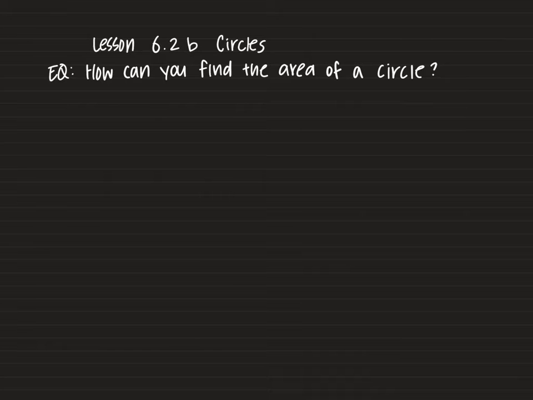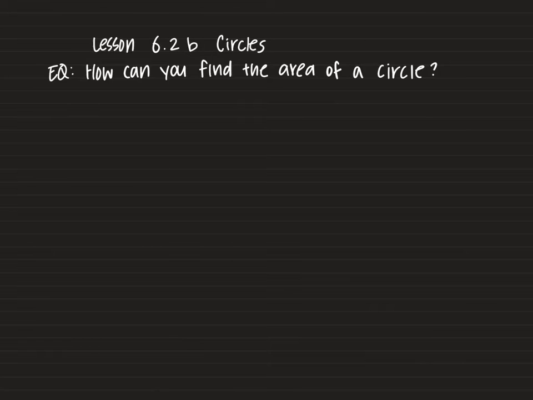Lesson 6.2b is on circles, and the reason why we have this in-between lesson is because we have the surface area of a cylinder on the next lesson, and in order to find the surface area of a cylinder, we need to know how to find the area of the circles. So I'm going to briefly go over them. For this lesson, you're welcome to use a calculator to calculate pi, or 3.14.